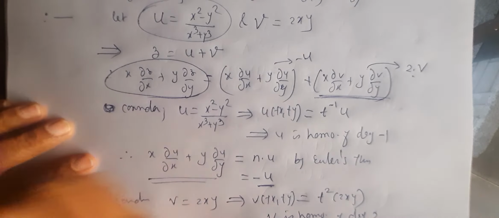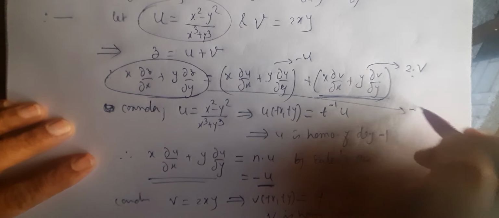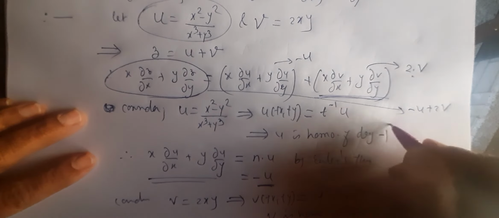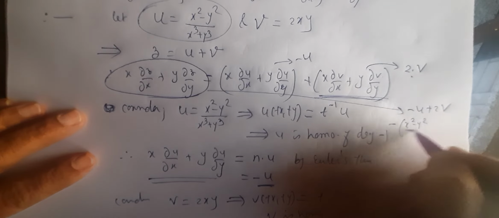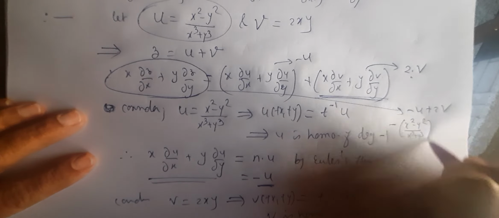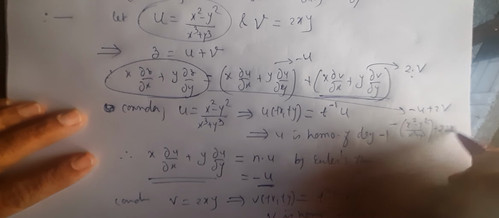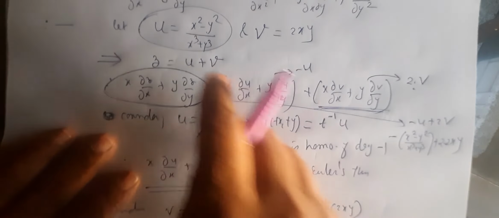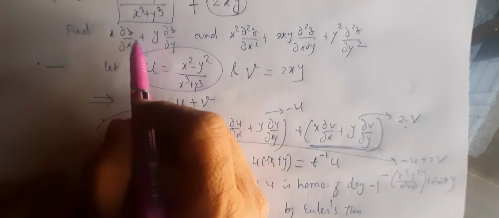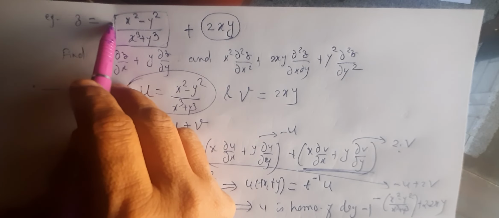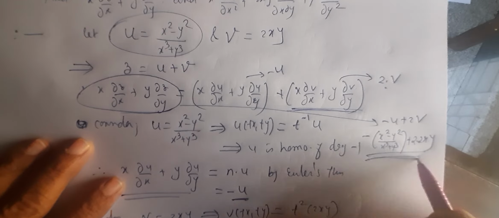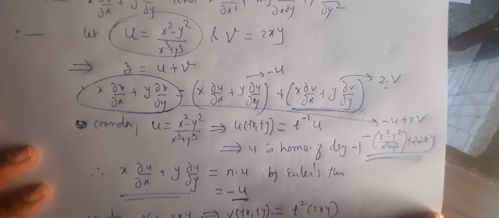So the entire expression which we want to find will be −u + 2v. That means it is −(x² − y²)/(x³ + y³) + 2 into, this is our v, 4xy. Actually, if you try to find all these derivatives, ∂z/∂x multiplied by x, ∂z/∂y multiplied by y, and add them, you are going to get this answer. So you can see Euler's theorem has made it so easy.